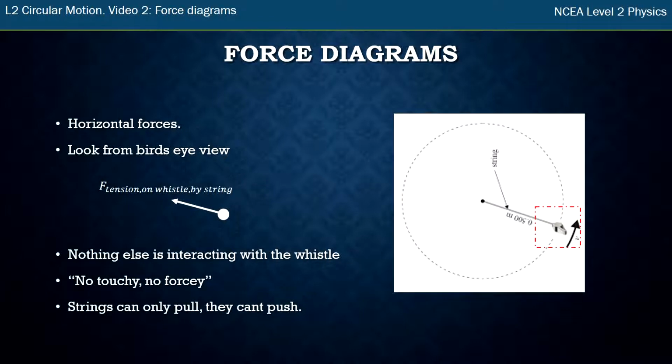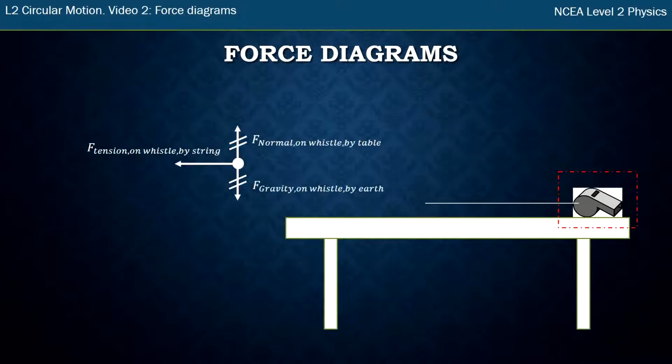I've told, certainly my class as well, many times that strings can only pull. If you get a string and you tie it to something, you can't push that thing. You can only use the string to pull it. So strings only apply a pulling force, and therefore the force on that whistle by the string must be pulled towards the inside of the circle, not pushed outwards. So there's my forces, my three forces that contribute to circular motion for this whistle.